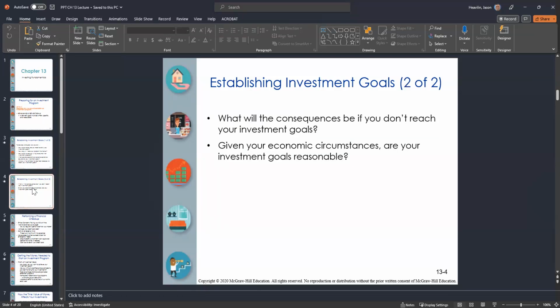What will the consequences be if you don't reach your investment goal? So, for example, if it was the down payment for a home and you don't reach it, the consequence is that you have to rent for a little longer. You have to buy the house a little later. Same with retirement. If you don't reach the retirement goal, that means you have to work more years.